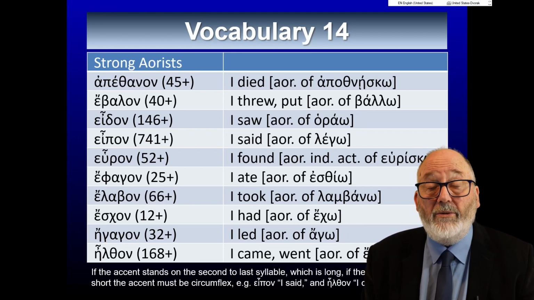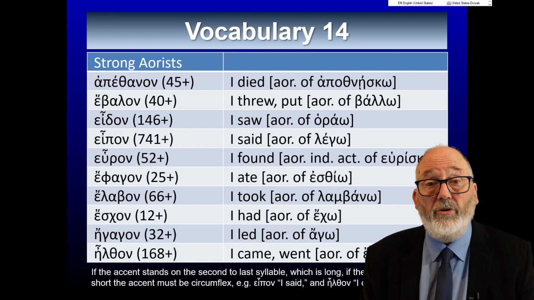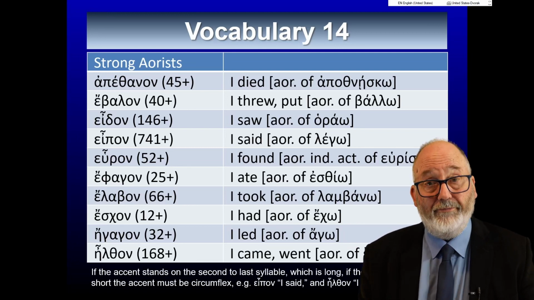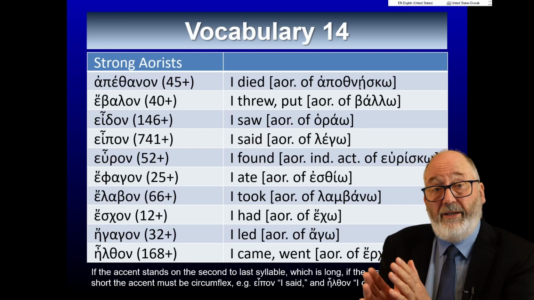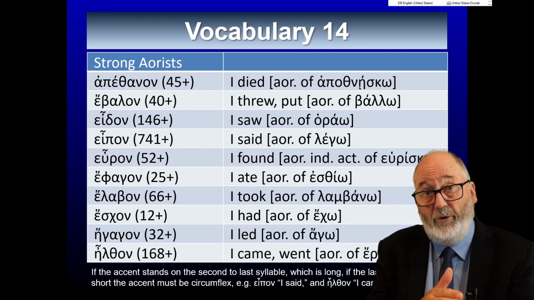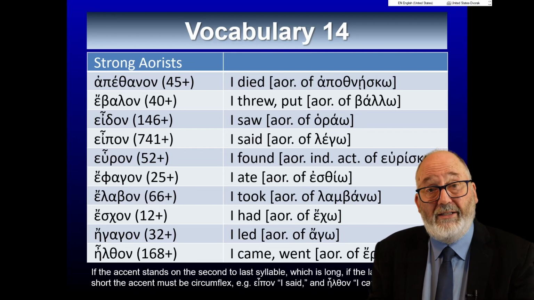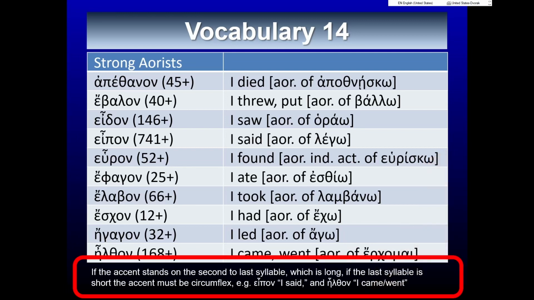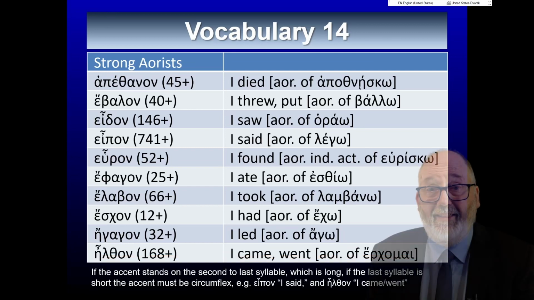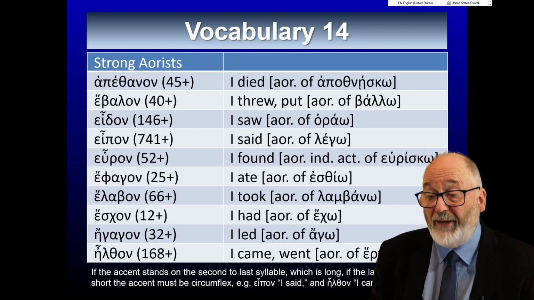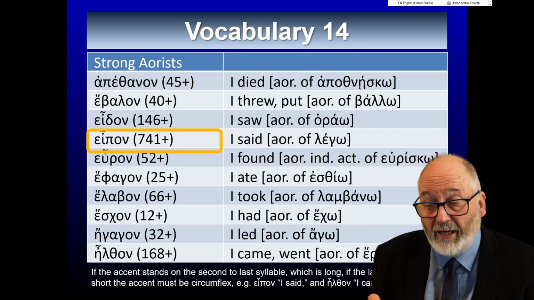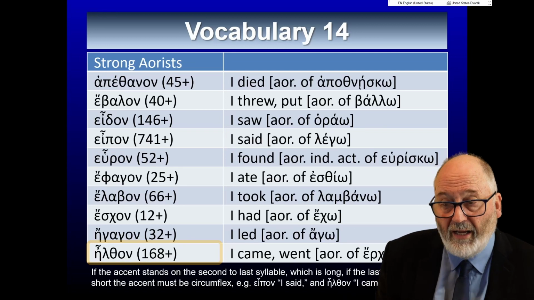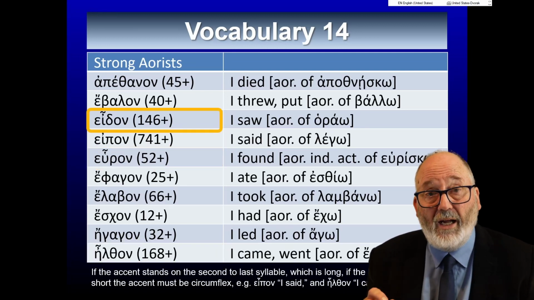And it goes back to the rules of accents on verbs. And you may well remember there were two rules. The first rule is the accent goes as far as possible from the end of the word. Well, we don't need to worry about that. We understand that. The second rule is if the accent stands on the second to last syllable, which is long, if the last syllable is short, the accent must be circumflex. Whoa, that's a mouthful, isn't it? But it explains why there's a circumflex accent on eipon and elthon and heuron and idon.